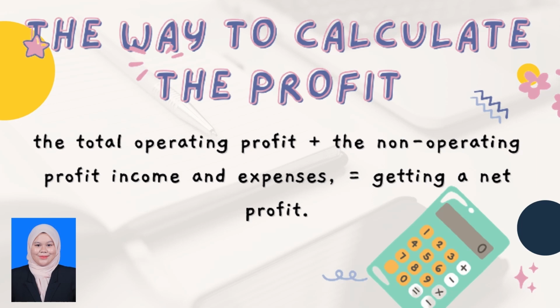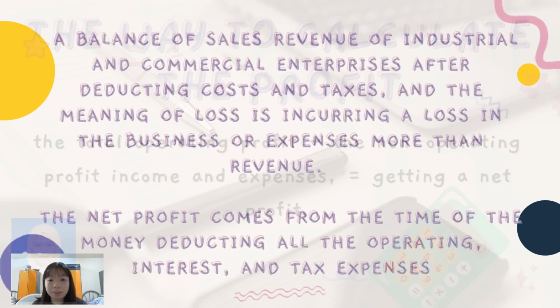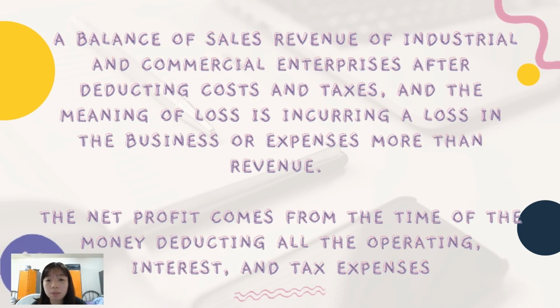In profit and loss, one should do a balance sheet either monthly or weekly. The way to calculate the profit: the total operating profit plus the non-operating profit, income and expense, equals the net profit. It is the balance of sales revenue of an industrial and commercial enterprise after deducting cost and tax. The meaning of loss is incurring a loss in the business, or expenses more than revenue. Net profit comes from the money after deducting all the operating interest and tax expenses.